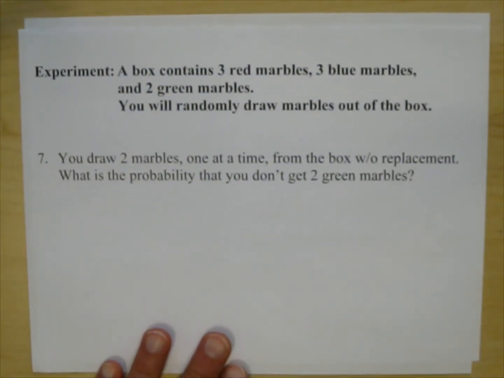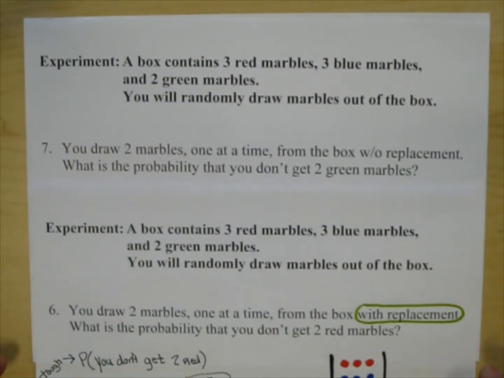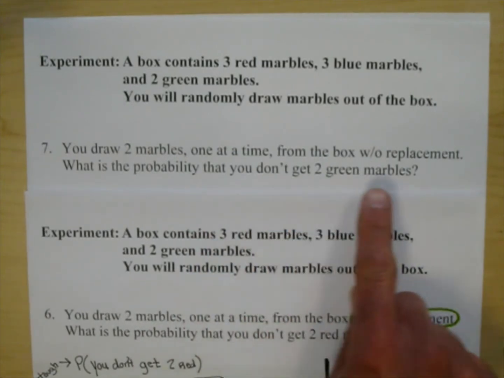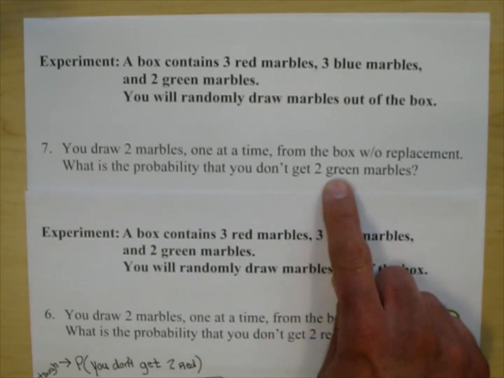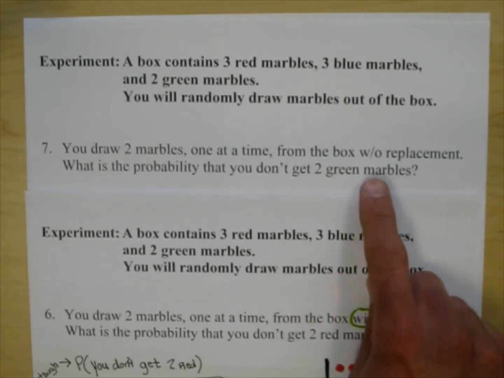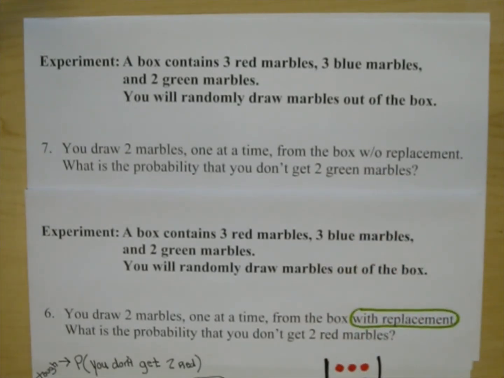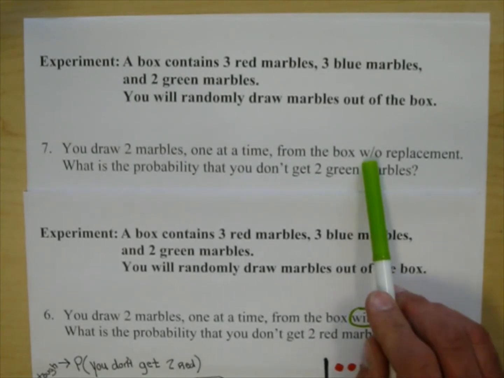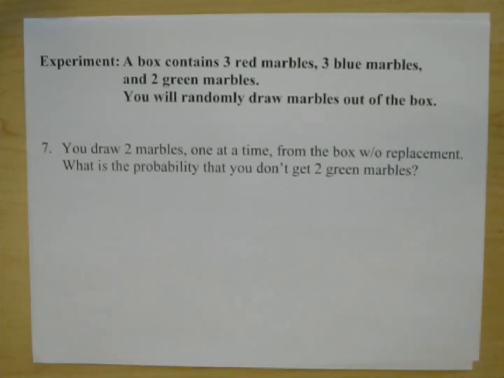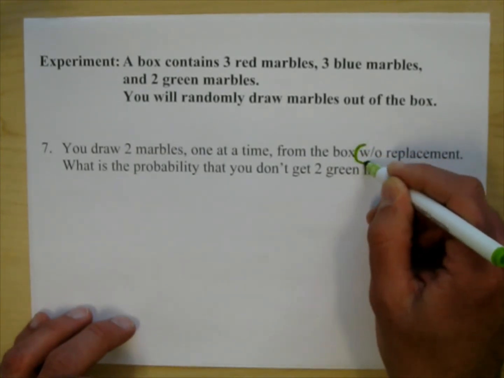Okay, so there's the next one. And compare. It pretty much looks the same, except we're asking about not getting 2 green marbles, but it says without replacement, so that WO is shorthand for without. On the test I would write it all out, okay, but in these notes I don't know why I didn't write it all out, oh well. So this is without replacement.